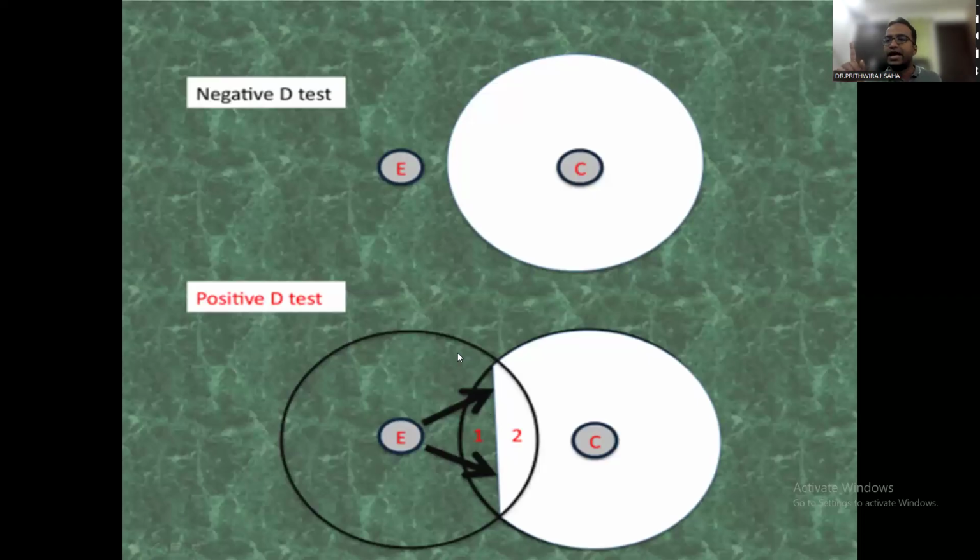So first when we do the D test, if E is sensitive and C is sensitive, there is no necessity of a D test. Erythromycin is sensitive, clindamycin is sensitive.